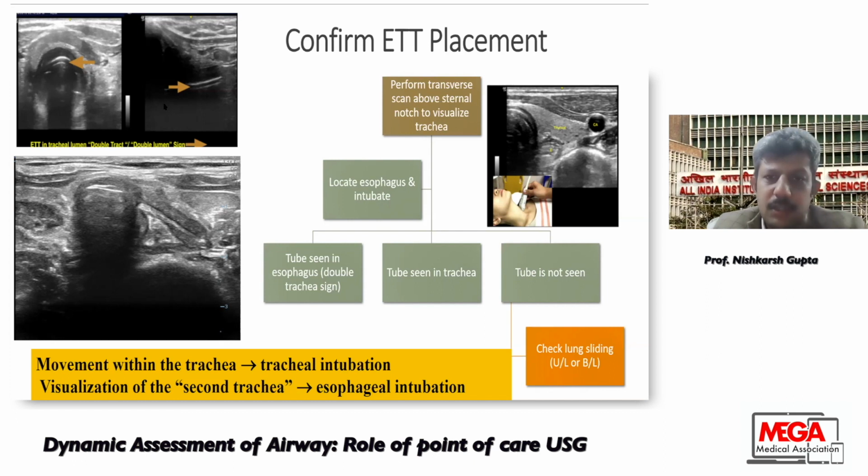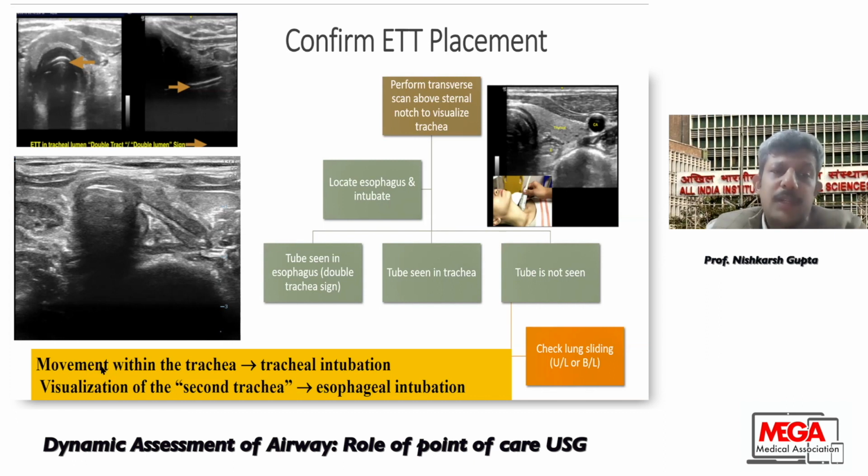You can have a double tract or double lumen sign, or the tube may not be seen. The negative finding is more important. If the tube is not in the esophagus, then it is in the trachea. Secondly, you can see the double trachea sign also in the trachea. There is a small video, I'll be showing this. Suppose the tube is not seen, then you will have to confirm the intubation using lung sliding, which is placing the ultrasound probe on the chest wall, ventilating through the tube, and seeing the movement of the lung to confirm the tube is in place.